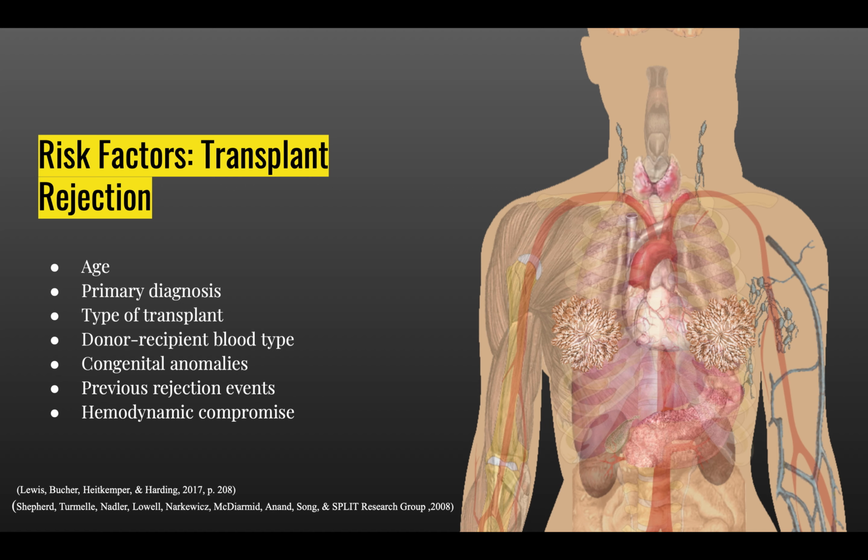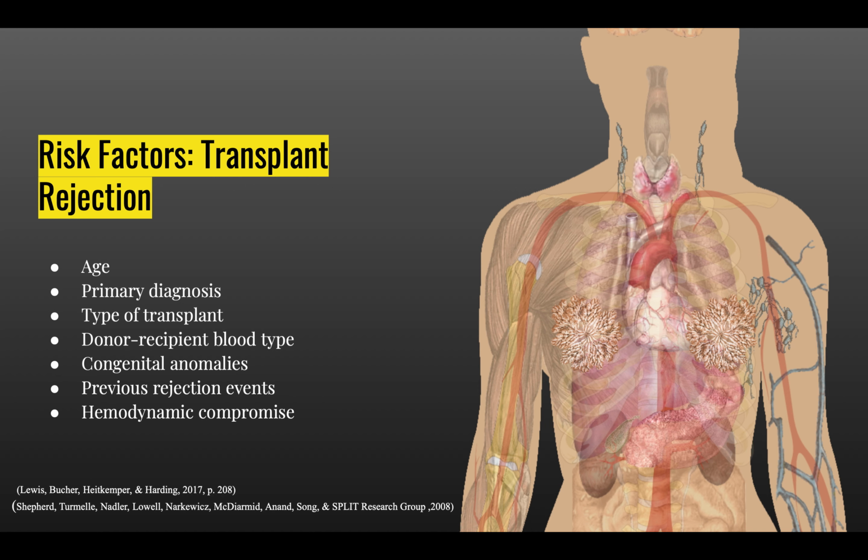With age, infants have a lower rate of rejection. Primary diagnosis. If the individual is at end-stage organ failure, they have a higher rate of rejection and mortality. The type of transplant is important to note because tissue transplants like corneal transplants are less likely to be rejected than kidney, heart, or lung. In an emergency situation where cross-matching is not performed before the transplant takes place, this increases the risk of rejection.